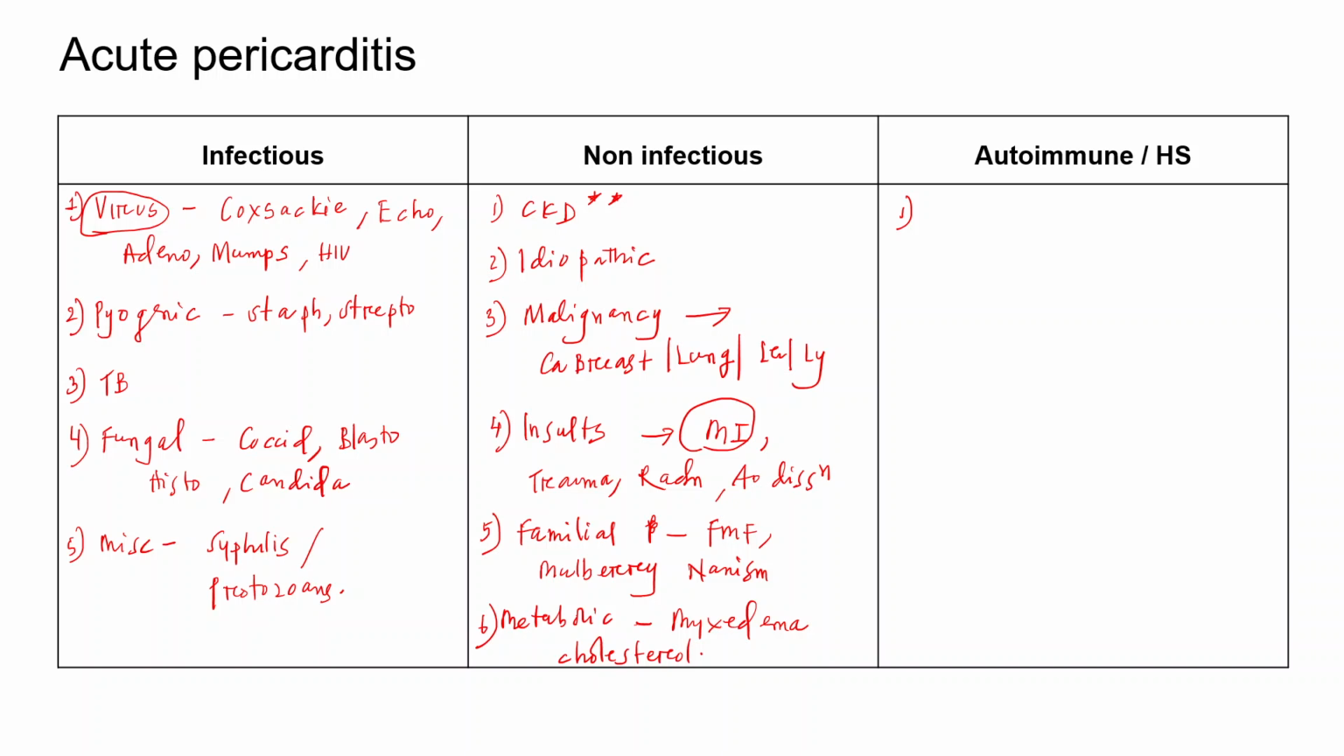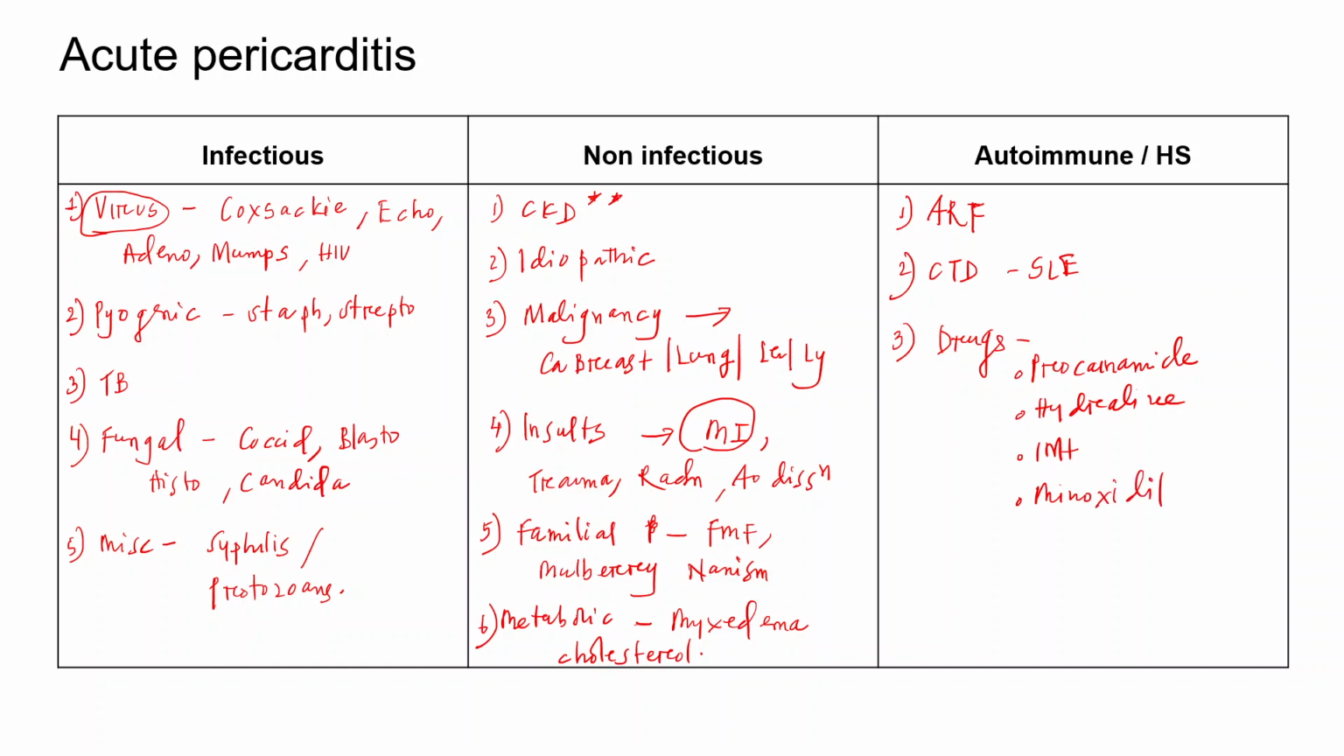Autoimmune, immune-mediated causes include acute rheumatic fever, connective tissue disorders like SLE and Sjogren's. Then certain drugs like procainamide, hydralazine, INH, minoxidil, and certain anticoagulants. These are the drugs that can cause pericarditis.